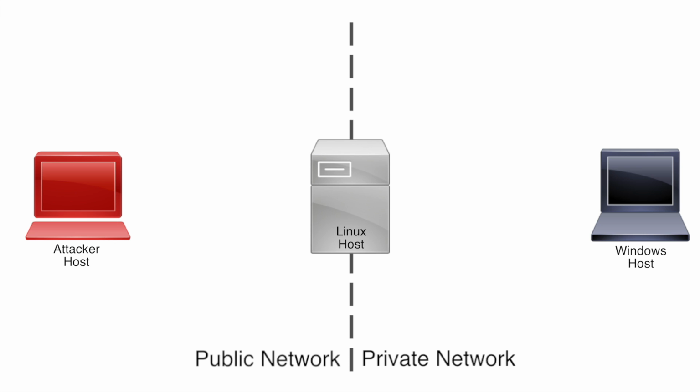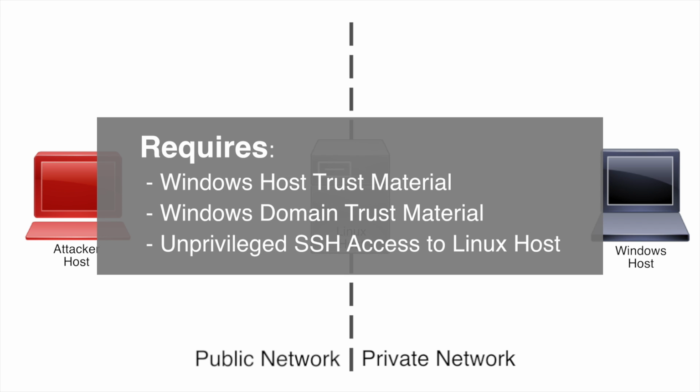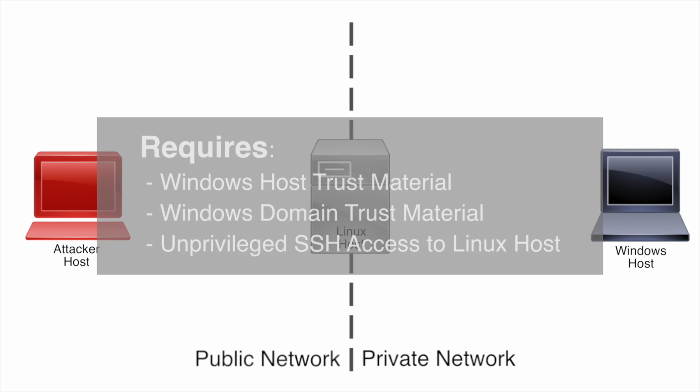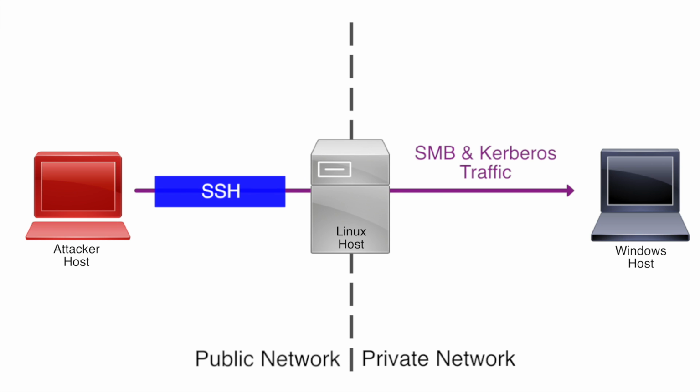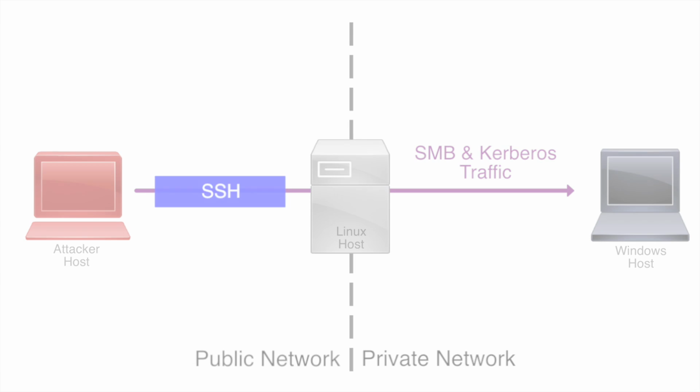This demo assumes that we have already gathered the required trust material from the Windows host and domain. It also assumes that we have unprivileged SSH access to the Linux host. To perform the attack, we will establish an SSH connection with the Linux host and use a combination of proxychains and the impacket library to route the SMB and Kerberos traffic over a SOCKS proxy on the SSH connection.